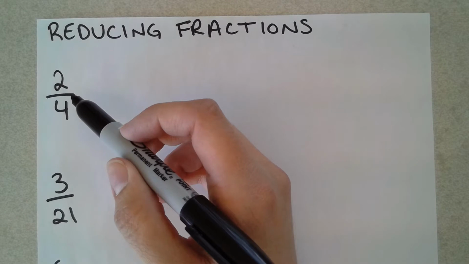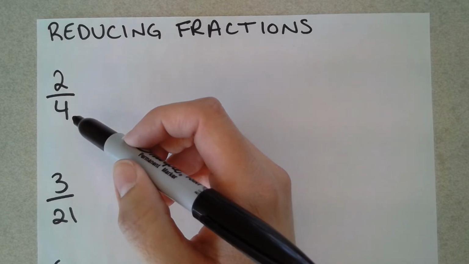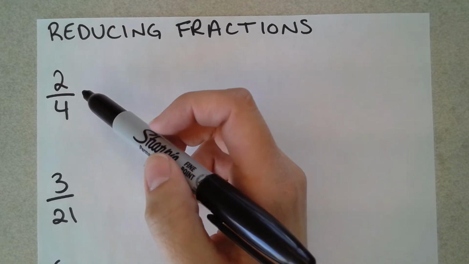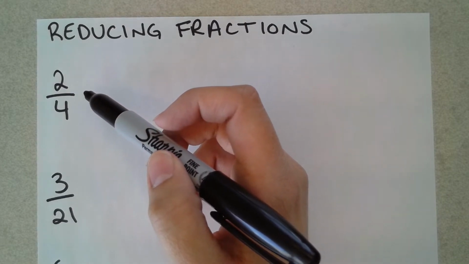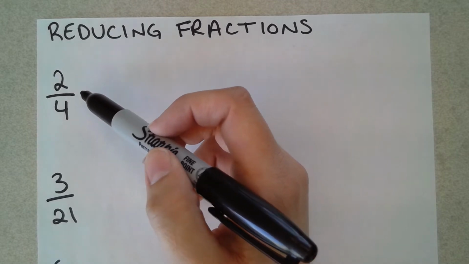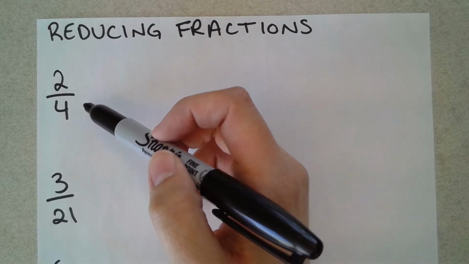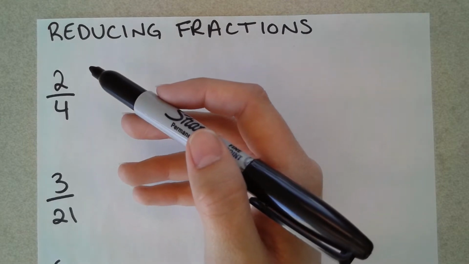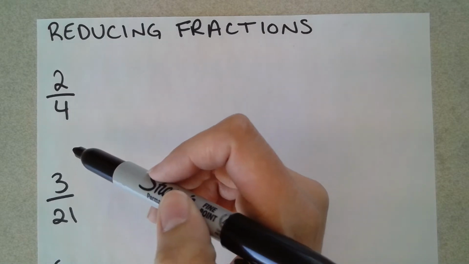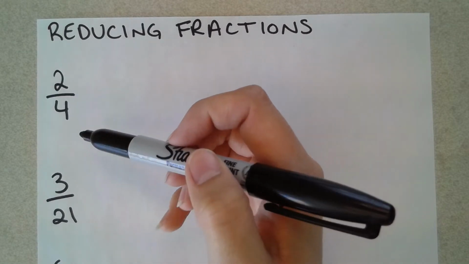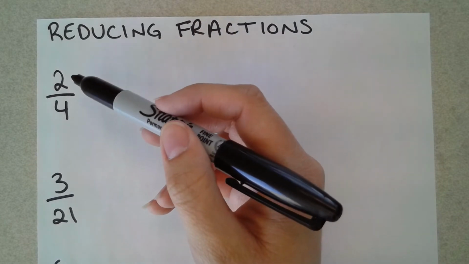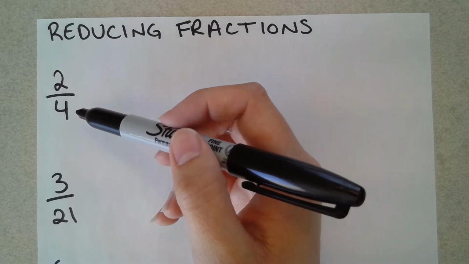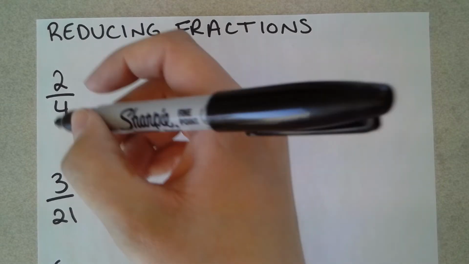We have 2/4. The first step for reducing fractions is you want to figure out what number divides evenly into both 2 and 4. So the number has to go into both of these numbers evenly. It has to be the same number that you're dividing by on the top and the bottom. If I look at 2/4, I know that the number 2 goes into both of these numbers, right? Because 2 goes into 2 evenly, and 2 also goes into 4 evenly. So I'm going to divide by 2.